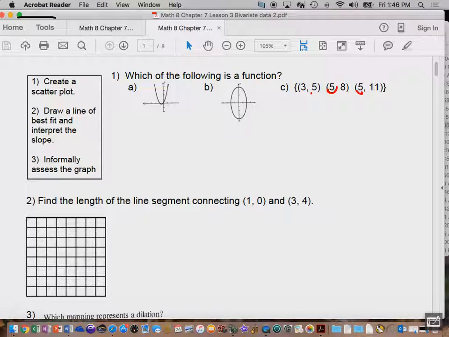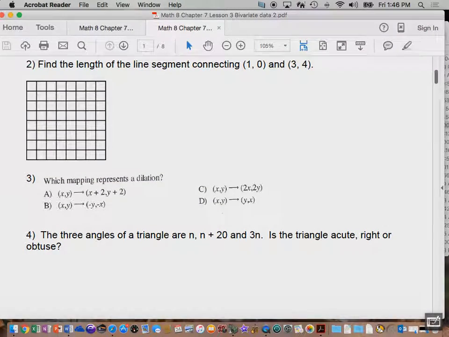Find the length of the line segment connecting (1, 0) and (3, 4). So, (1, 0) would be right here. (3, 4) is 2, 3, then 1, 2, 3, 4. So now I make my right triangle. How long is this bottom side? 2. How long is this side? 4. So I do leg squared plus leg squared equals hypotenuse squared.